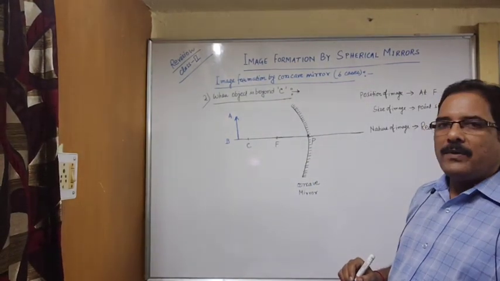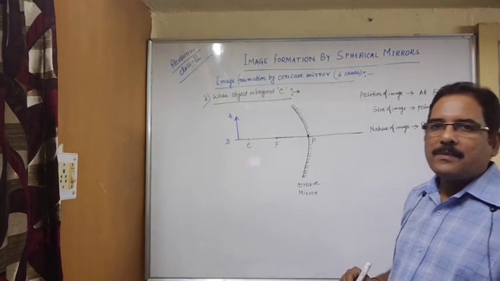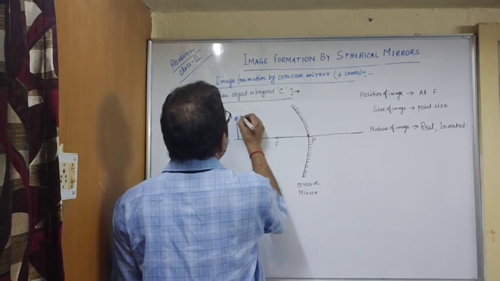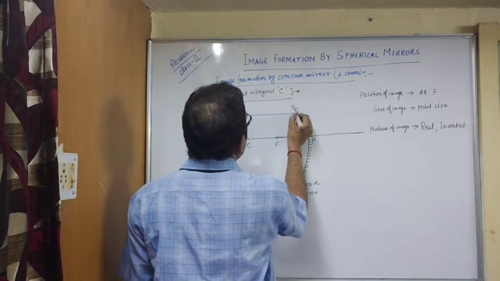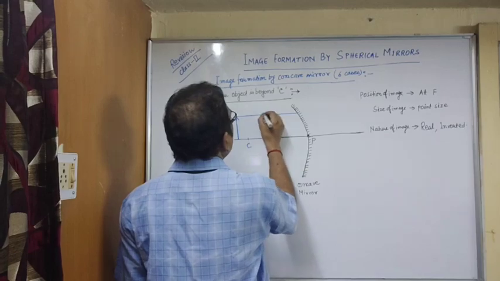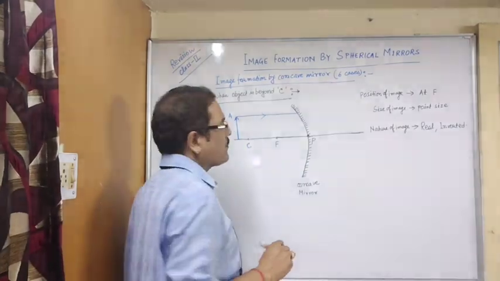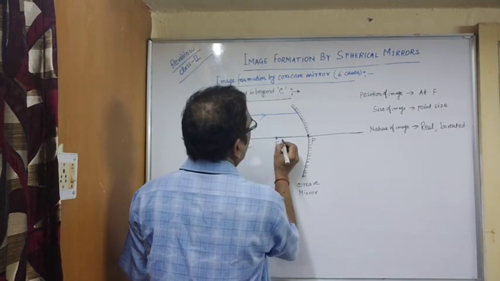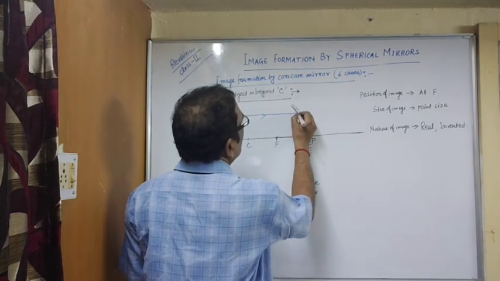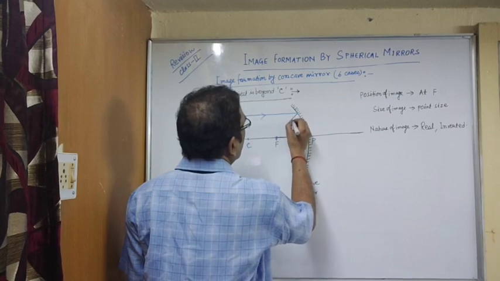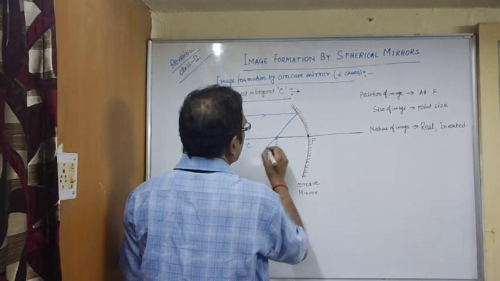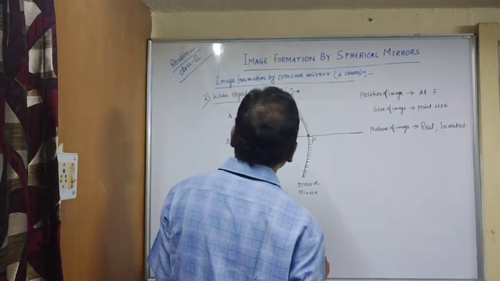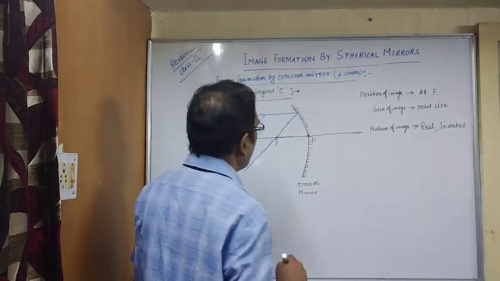So always we will take a ray of light which is parallel to principal axis. In all the 6 cases we will take a ray which is parallel to principal axis from the object always. So this ray will pass through principal focus after reflection, isn't it? Take another ray.